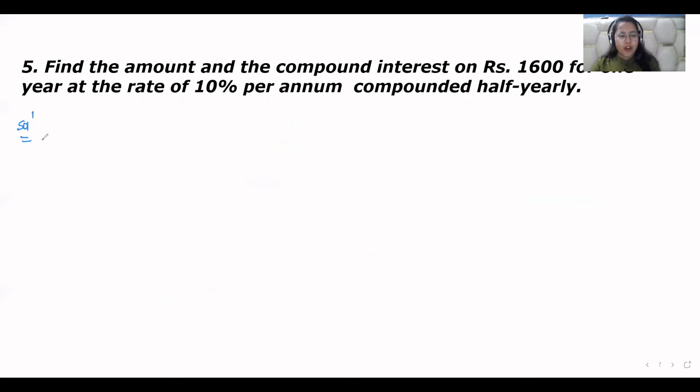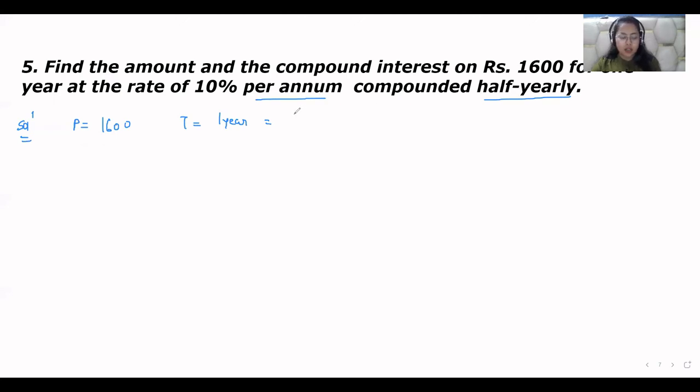Read the question. Find the amount and the compound interest on rupees 1,600 for 1 year at the rate of 10% per annum. Only for 1 year, but compounded half yearly. What does that mean, compounded half yearly? Let's learn. So our principal is rupees 1,600 and time is 1 year, but half yearly. Half yearly means you have to divide the 1 year in 2 parts, 6 months and 6 months. But we didn't take it in terms of months because they give you the rate per annum, per year. So we have to take it as years.